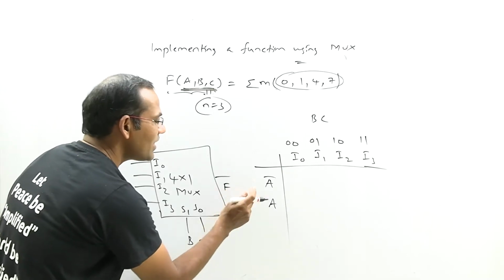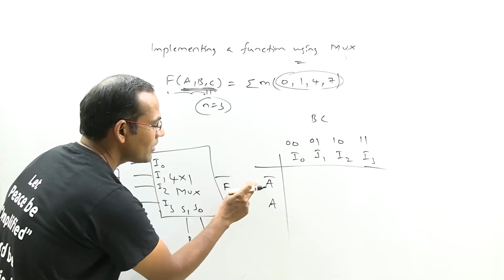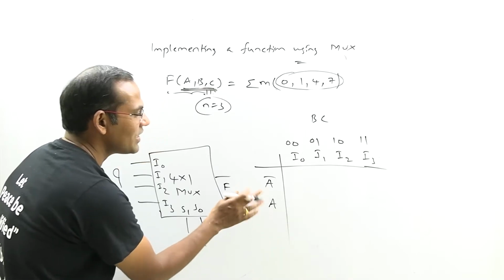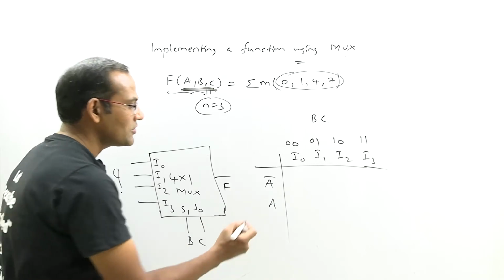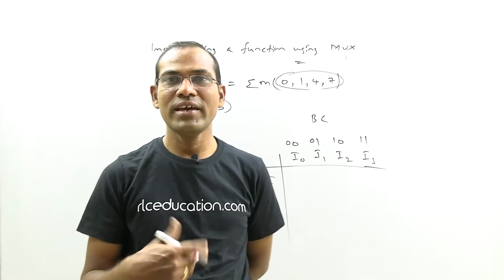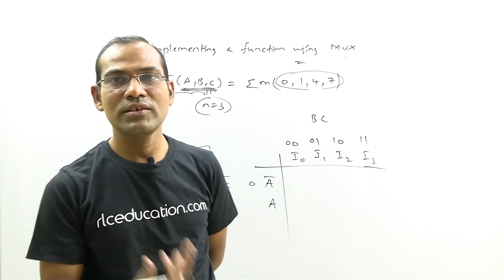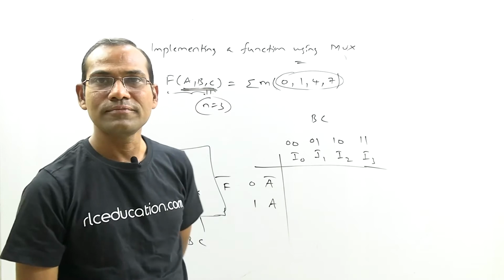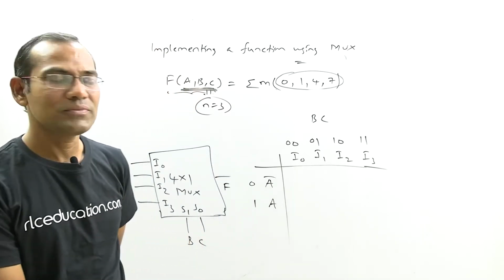Similarly, here write the zeros and ones, the bit values. So A bar means 0, and a variable without bar always means 1. So A bar means 0, A means 1. Write the values.